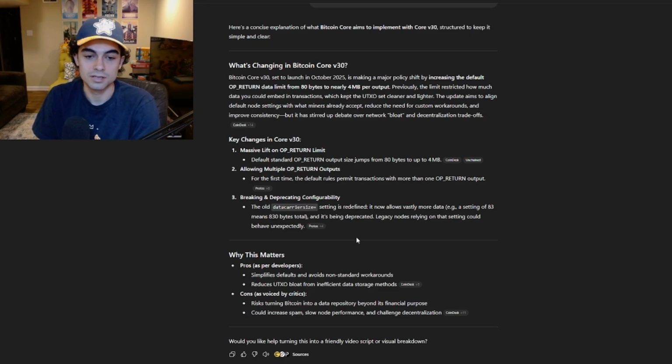Personally, I'm of the argument that Bitcoin is money. Bitcoin is a monetary network. I don't want large sets of data clogging the network with use cases that aren't financial transactions. If I'm running a node, I want to be able to configure that and be able to exclude as many of these transactions as possible. And basically with Core version 30, they're taking a lot of that control out of the hands of the user and allowing people to increase the amount of arbitrary data within these OP_RETURNs.